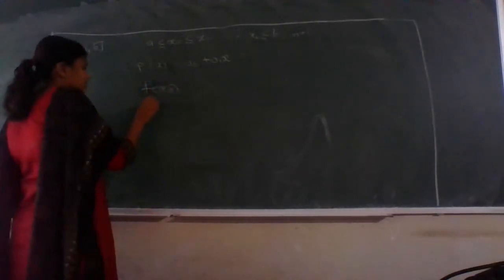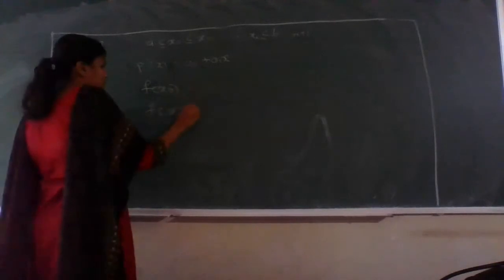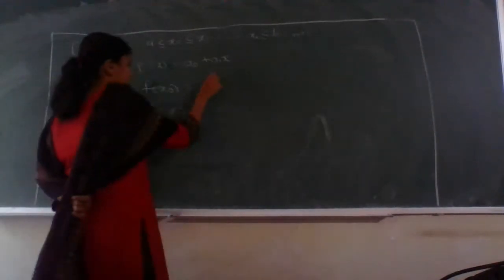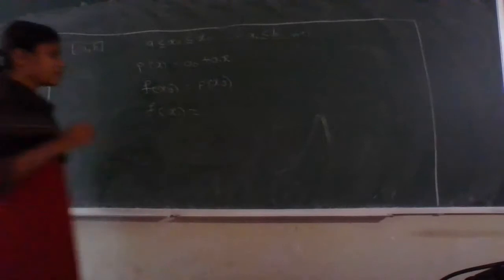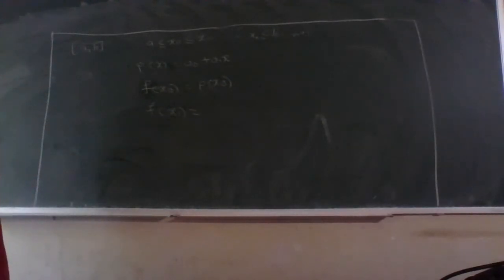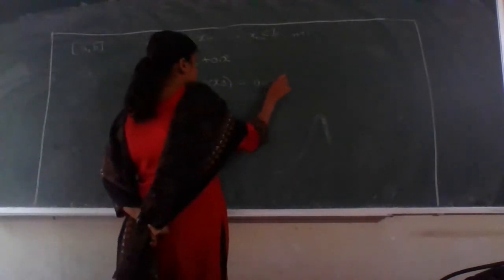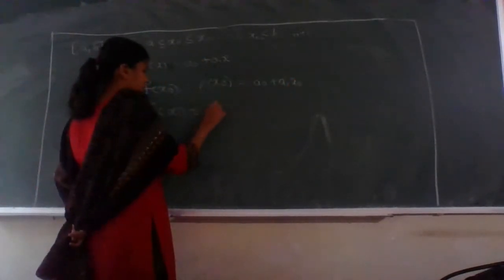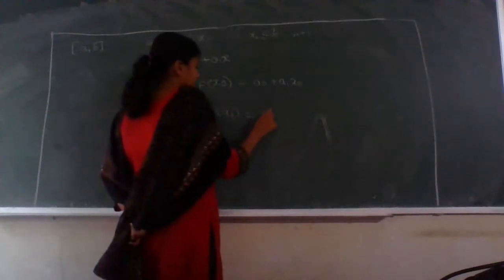We are provided with the values f of x naught as well as f of x1, and we know that f of xi should be equal to p of xi. So now f of x naught is equal to p of x naught. Just now we wrote that f of xi should be equal to p of xi. The new polynomial p of x that we are going to find must satisfy the condition of the function f. So it will be equal to a naught plus a1 x naught. And this is nothing but p of x1, which is equal to a naught plus a1 x1.